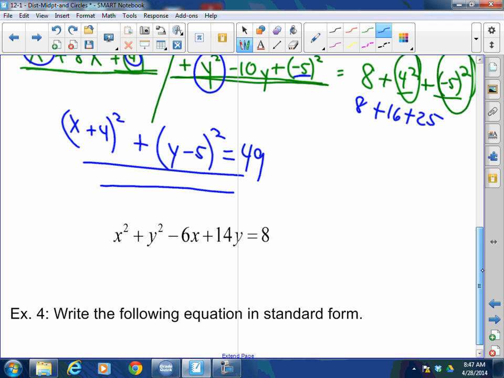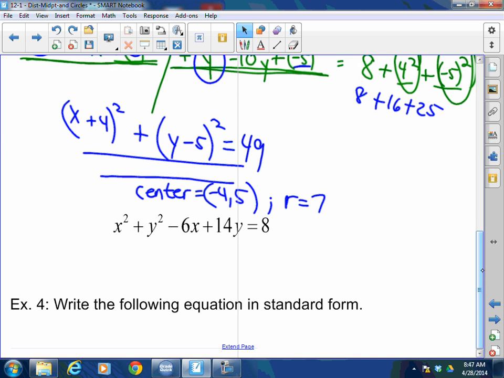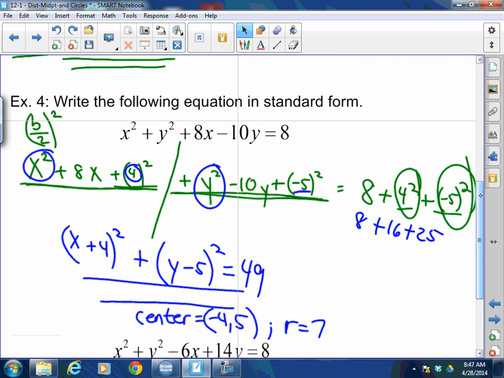What is my center here, guys? What's my (h, k)? What's my center? Negative 4, 5. And what's my radius? Talk to me, boys. This is the hardest part of today. And then if I ask you to graph it, then you would graph it, yes, sir, 100%. This is the hardest part of today, in my opinion, because you have the completing the square. But if you know how to complete the square, it's pretty Mickey Mouse.